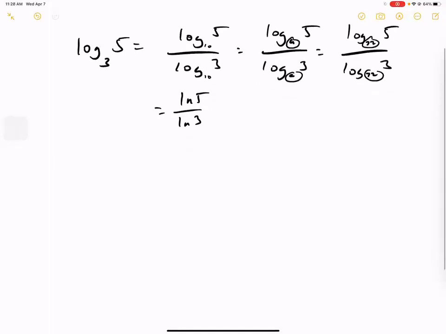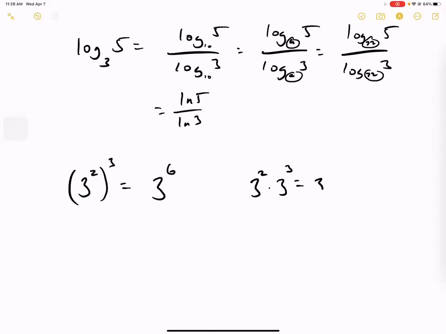Now let's talk about some exponents that we know about before. If I say 3 squared cubed, what happens to the exponent? Do we add or multiply them? We multiply them. But if I say 3 squared times 3 cubed, do we add or multiply? This is the product of powers, which says we add the exponents. So these rules are different for exponents, and that means they're different for logs.